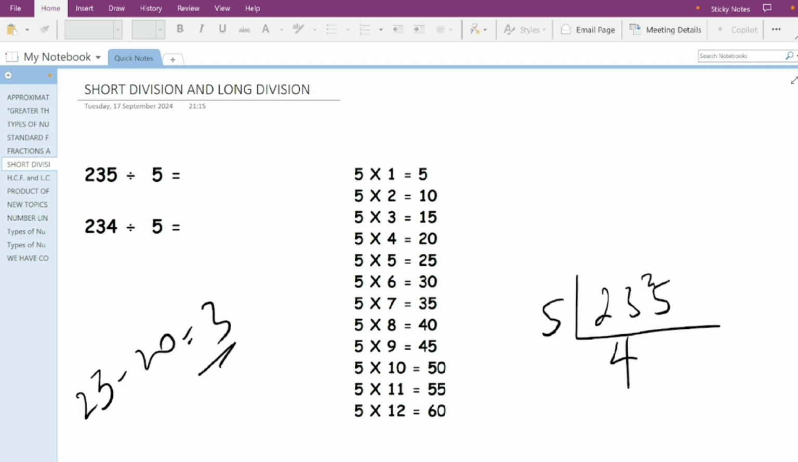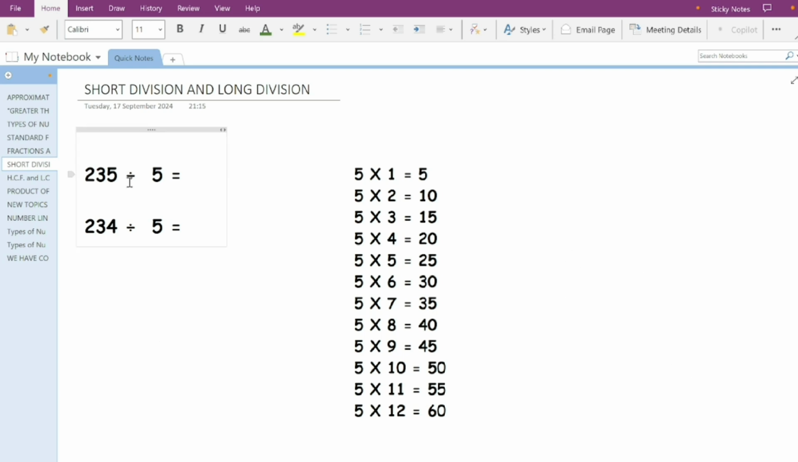The 3, we take it and add it to this 5. So we join together, it becomes 35. Now we have 35. Next, we look for a multiple of 5 that is exactly 35 or close to 35. And we have it as 7. 7 times 5 is 35. Since 7 times 5 is 35, we write 7 here. Our final answer is 47.